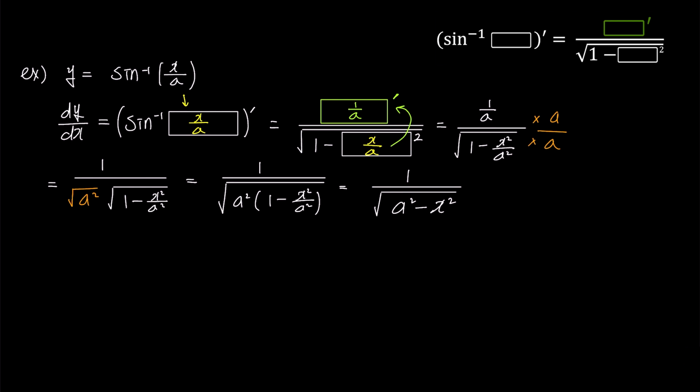By the way, I would like to mention that later you will learn that the integral of 1 over square root a squared minus x squared is equal to inverse sine x over a plus c. If we reverse the process we followed, it will make sense. Now let's move on to the final example.